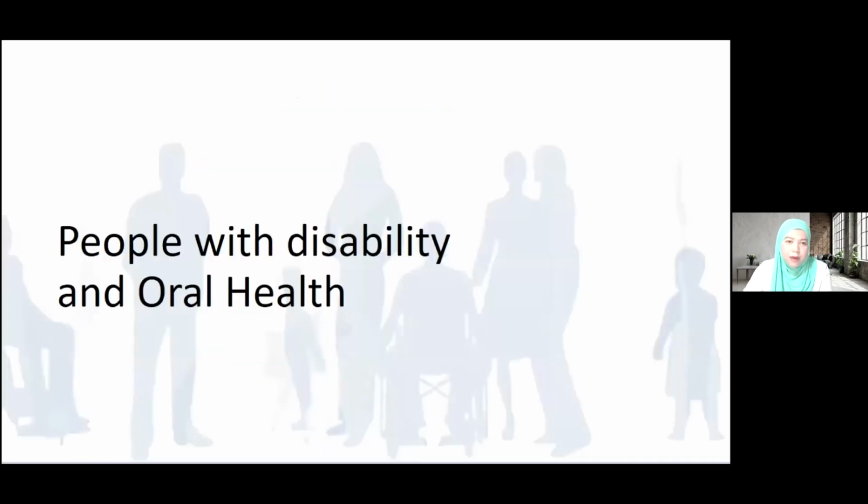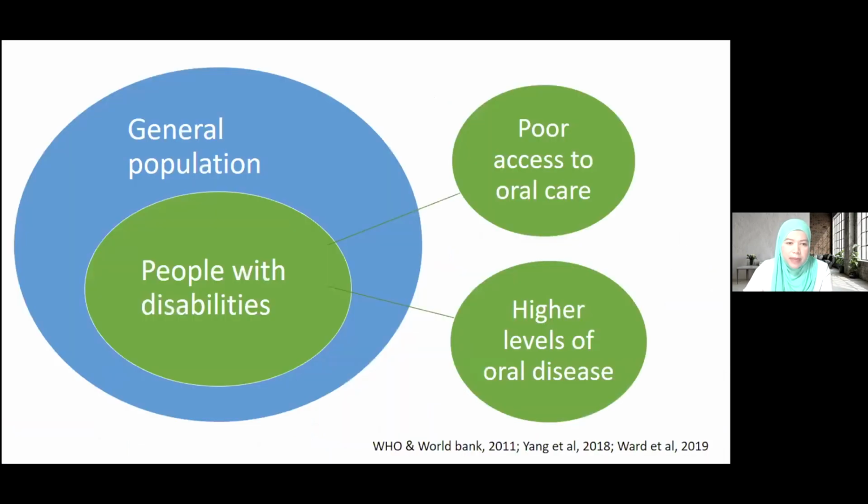The next section is on people with disability and oral health. When compared to the general population or people without disabilities, people with disabilities have less access to oral care, and they have higher levels of oral disease.